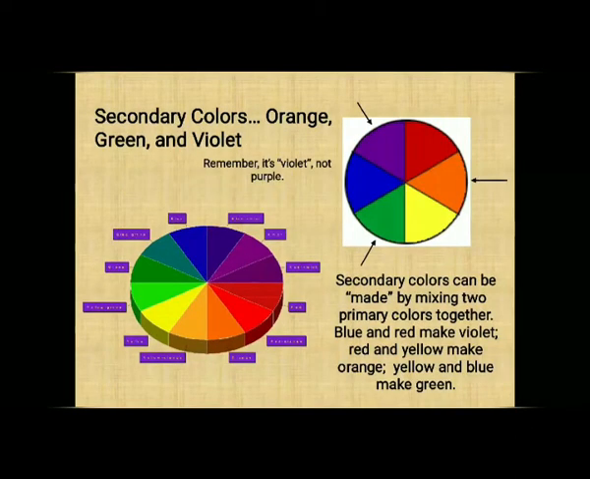Let's see what the different colors are which are made by using these primary colors. The secondary colors are violet, it's violet, not purple, green and orange. Yellow plus red is orange, blue plus yellow is green, red plus blue is violet. By mixing one primary color with another primary color, you can originate a secondary color.